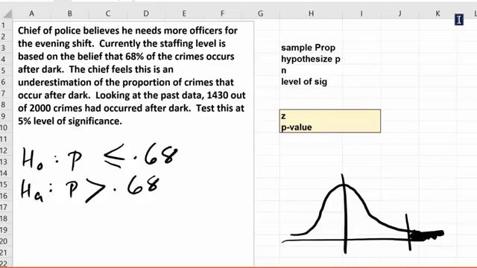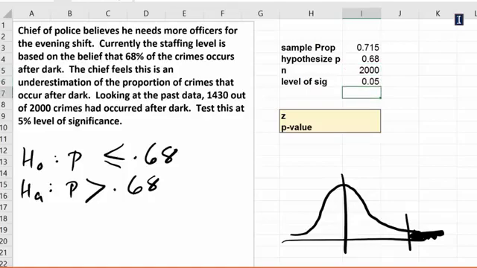So now let's see how this will work out. What was our sample proportion? Our sample proportion was that 1,430 out of the last 2,000 have occurred after dark. So that's about 71.5%. And again, we see that that is larger than 68%, but we have to make sure that this is a statistically significant difference. So our hypothesis is that it is 68%, unless we are shown otherwise. We looked at 2,000 different crimes, and the level of significance that we are looking at is 0.05.